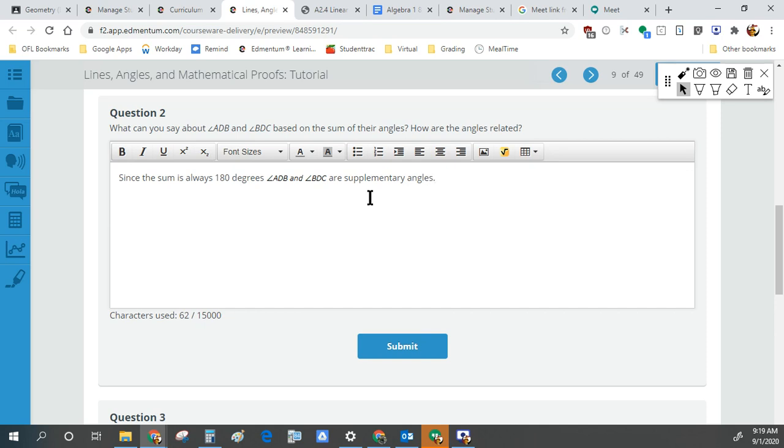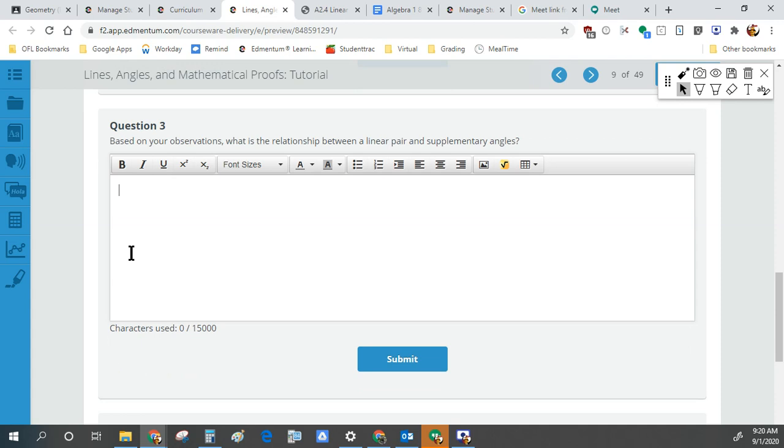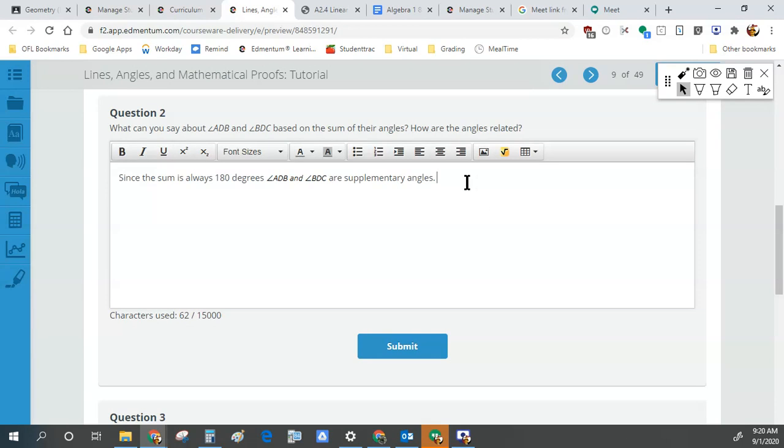Well, that's kind of answered in the question. They're supplementary angles. There's no need to say the sentence over again. Based on your observation, what can you say? Oh, okay. Oh, that's right. That's what I wanted to say. These angles are a linear pair.